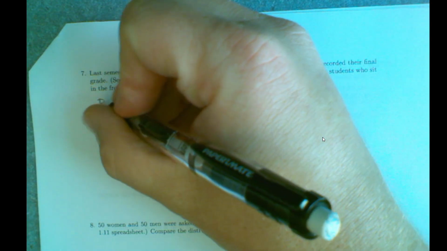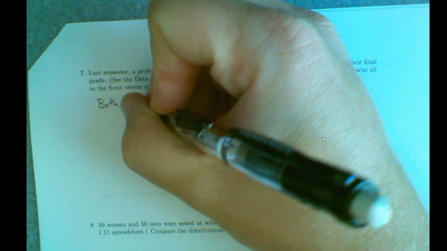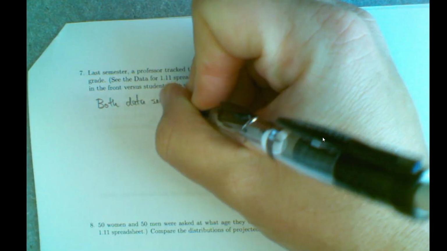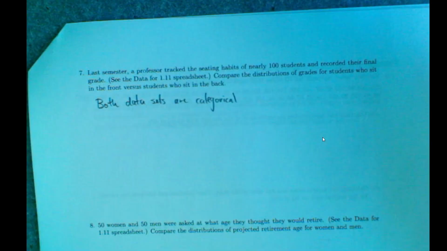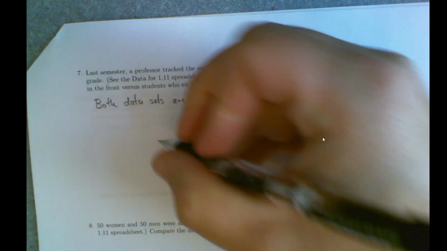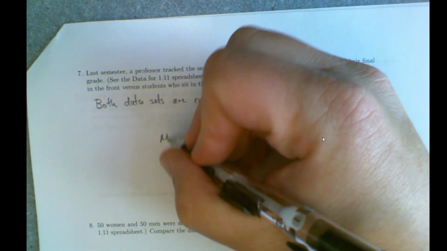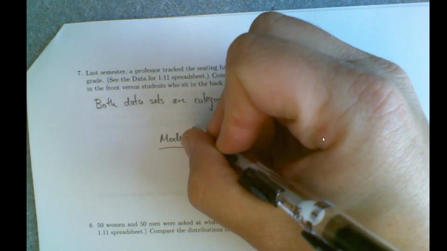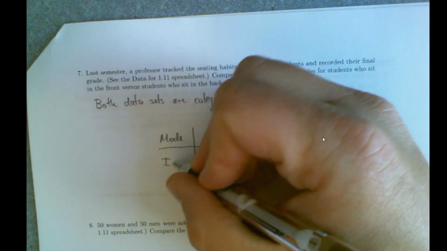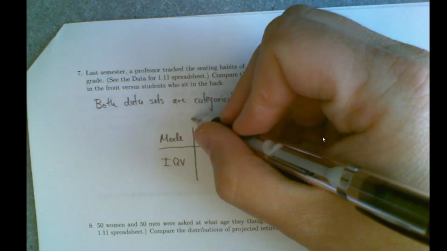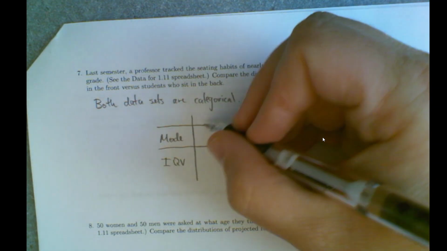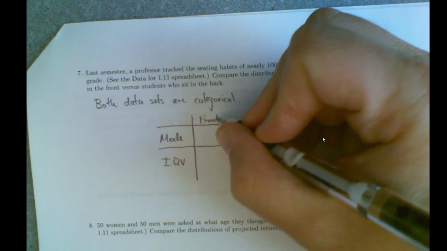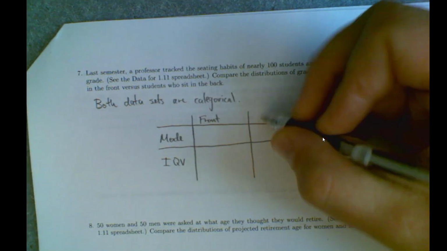Okay, so both data sets are categorical. Consequently, we're going to compare modes and IQVs. So I'm going to do this for students who sit in the front and students who sit in the back.